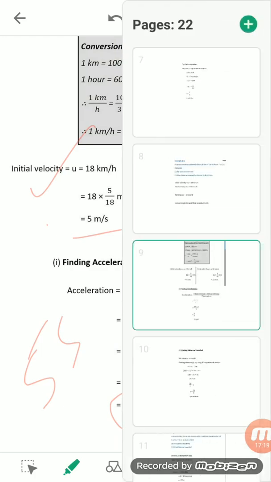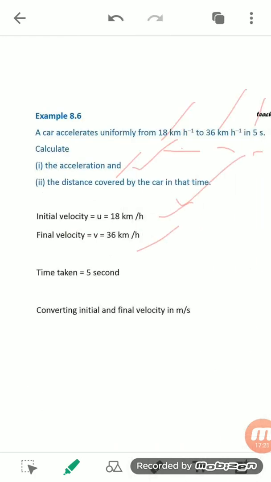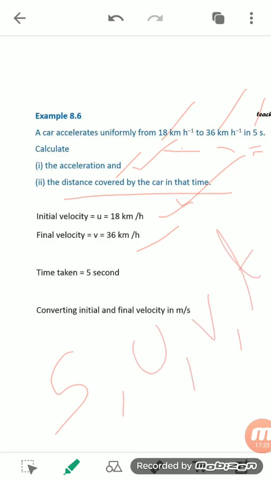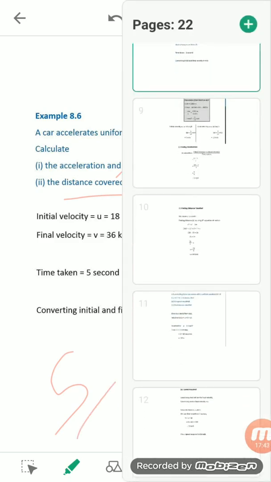Now the second thing that we have to find is the distance covered by the car in that particular time. It means in the same time. Now what we have to find is s. What are the things that we know? u, v, t and a. Now you can use either the second or the third equation of motion to find the distance. Now let's see.